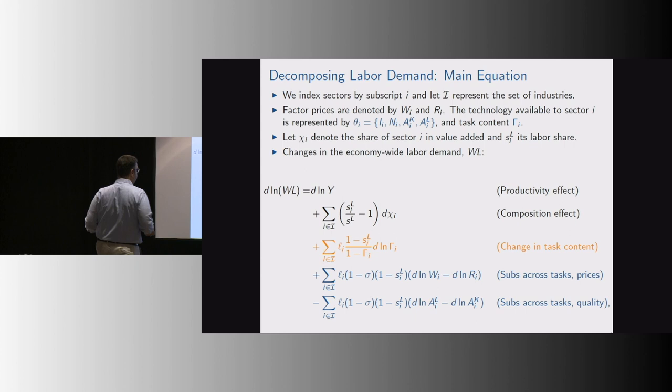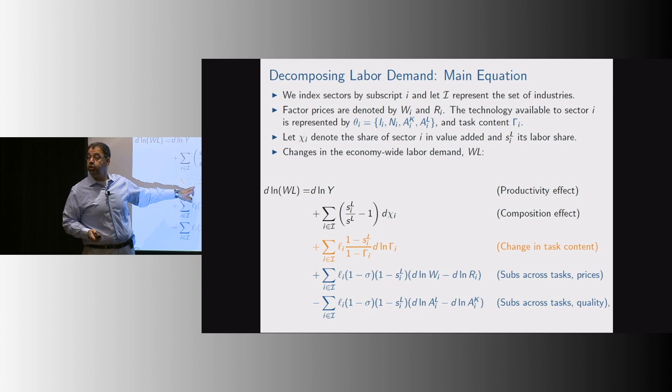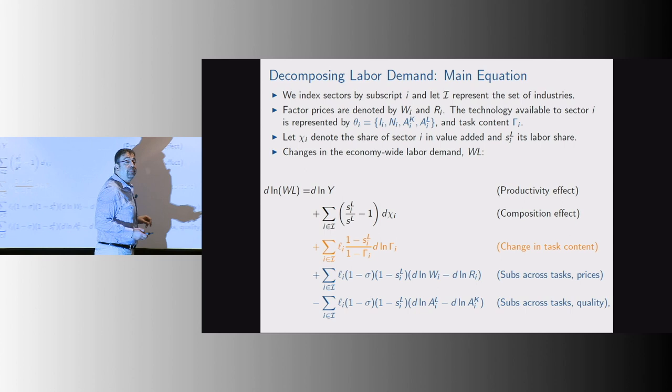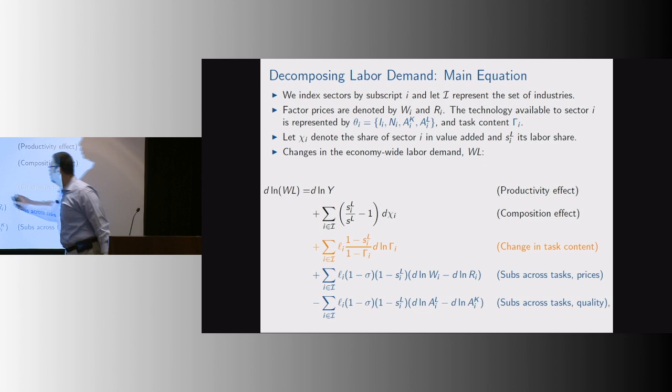Then there is this change in task content, where the little a_i is the labor share of the industry. So this is the proportional change in that. There is substitution across tasks. Wages are potentially different across industries. Capital, perhaps inclusive of profits, is different across industries. Labor types might be different. So that's all captured here. That's regulated by this 1 minus sigma and then this.